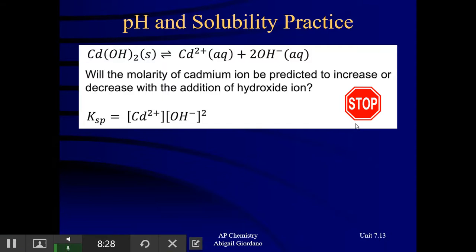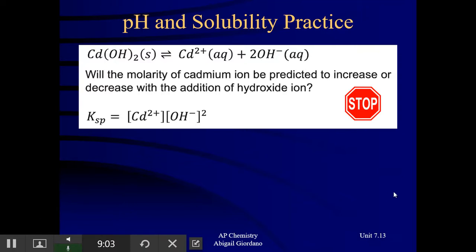Okay, we'll start off with a pretty simple one. So I'll read it out to you and then you pause the video and see if you can solve it. We've got an equilibrium reaction of a salt dissolving, cadmium hydroxide. Will the molarity of cadmium ion, one of our products, be predicted to increase or decrease with the addition of hydroxide ion? All right, there's no math here, you're just predicting a concept. So pause the video, see if you can do it.